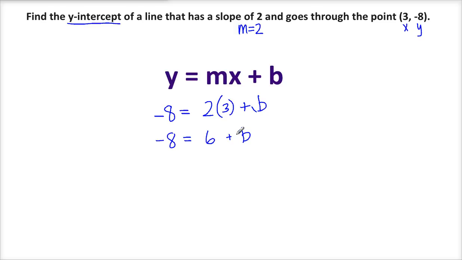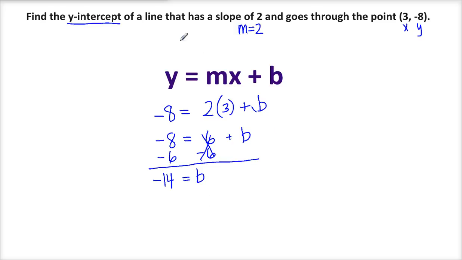Now I just need to get b all by itself, so get rid of the 6 by combining it with its 0 pair. The 0 pair would be -6. And do that on both sides to keep it balanced. -8 minus 6, check it with a calculator to make sure you get the sign right, is -14. 6 minus 6 is the 0, and then this equals b. So b in this equation is -14.